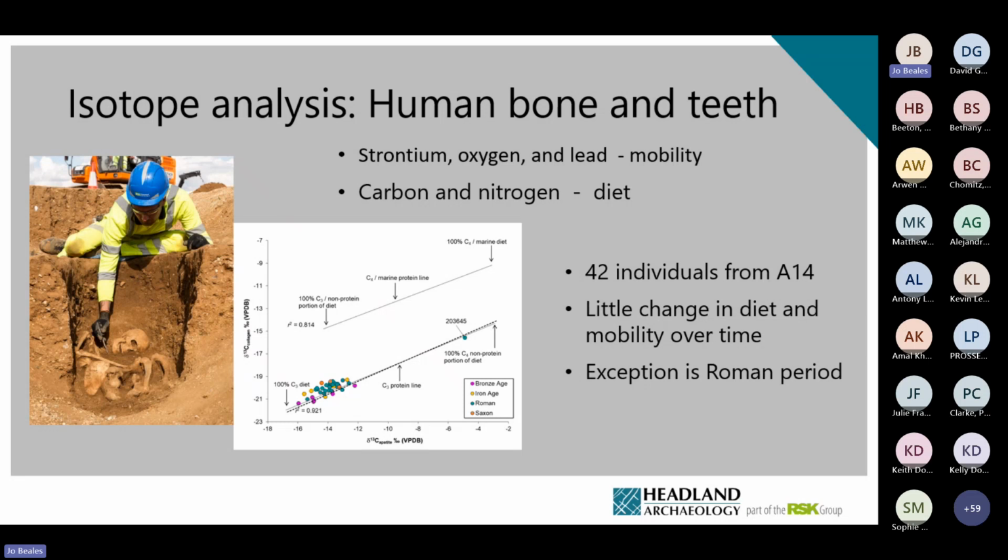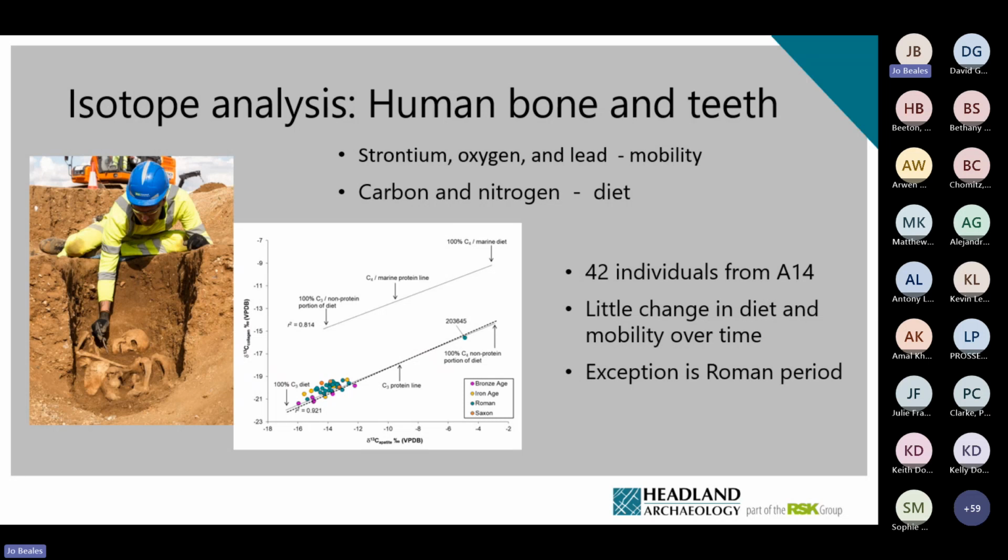For the A14 project, we did, in conjunction with the University of Durham, isotope analysis on 42 individuals from the Bronze Age to the early medieval period. Within that, we found remarkably little change in diet and mobility over time, with the exception of the Roman period, where the diet was still fairly consistent for most of them, but there was much greater evidence for mobility. And this has a fundamental impact upon our understanding of Romano-British rural society.